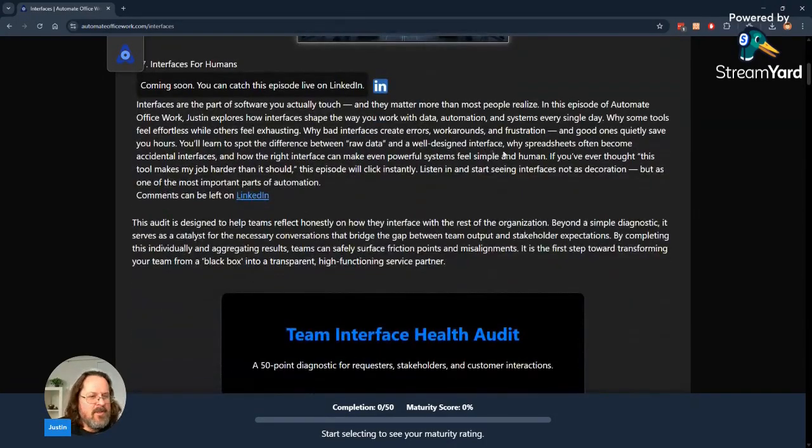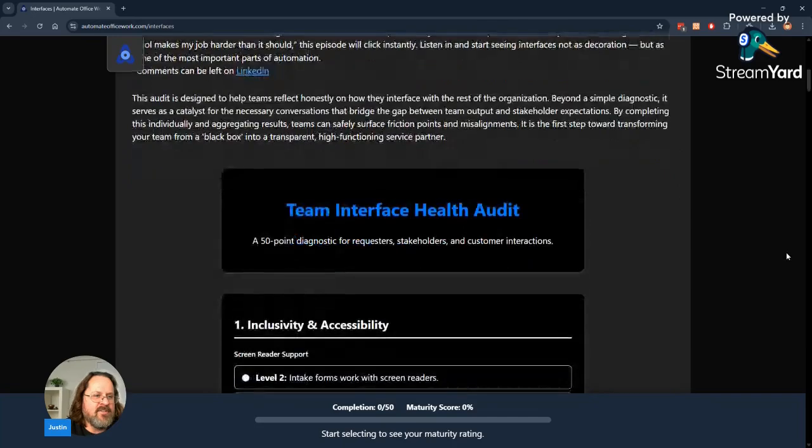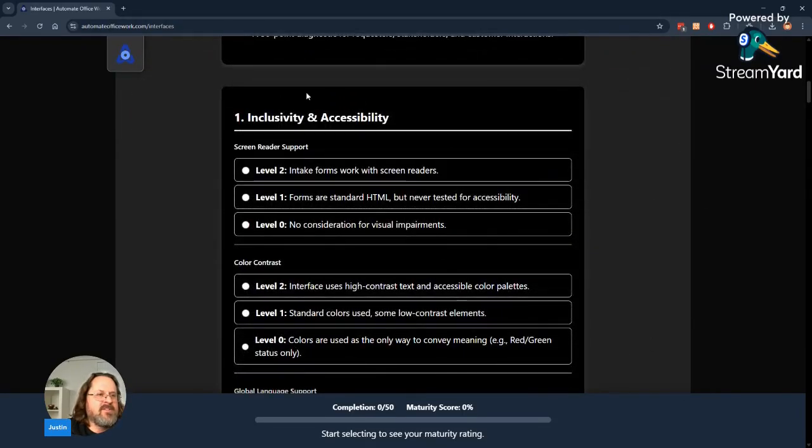As well as below that, I have created an online survey for you and your team where you can audit the health of your team interfaces. It's called a team interface health audit. It's a 50-point diagnostic for requesters, stakeholders, and customer interactions. It's broken up into several categories.